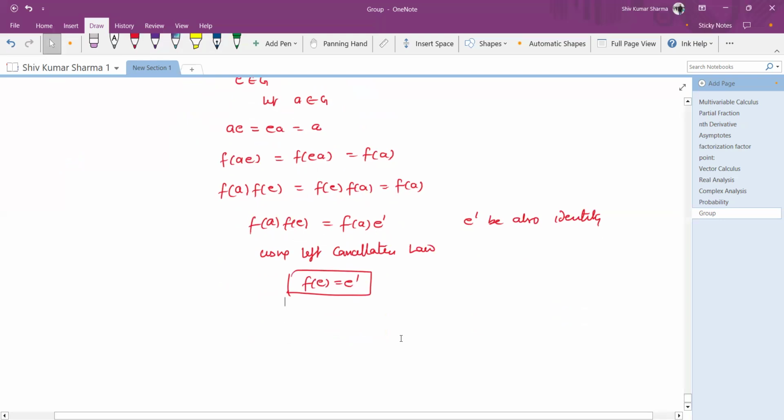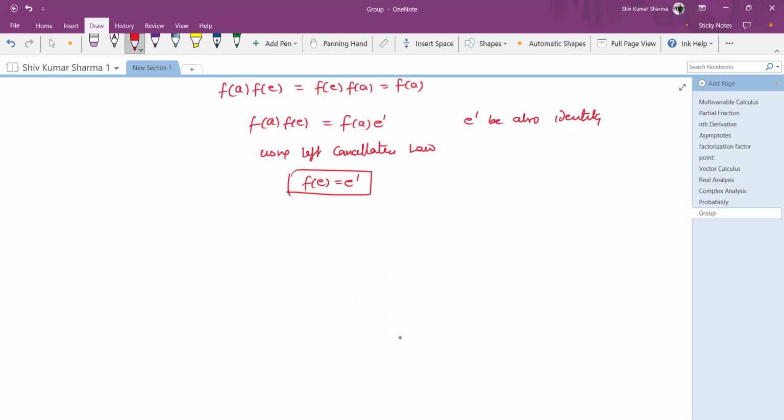Now we shall prove the second part. Same thing, that is G, and this is G dash. We take A as an element of G, so f(A) is an element of G dash. Here E is the identity of G, and E dash is the identity of G dash.